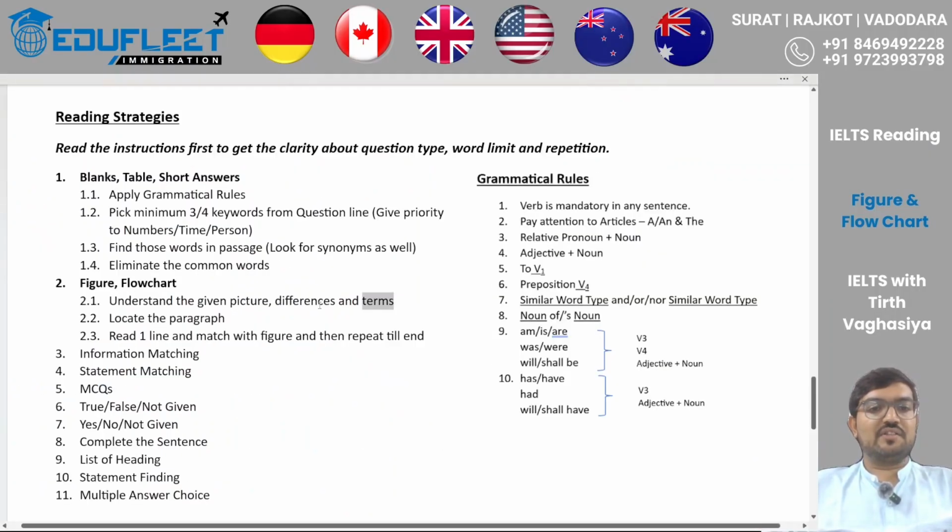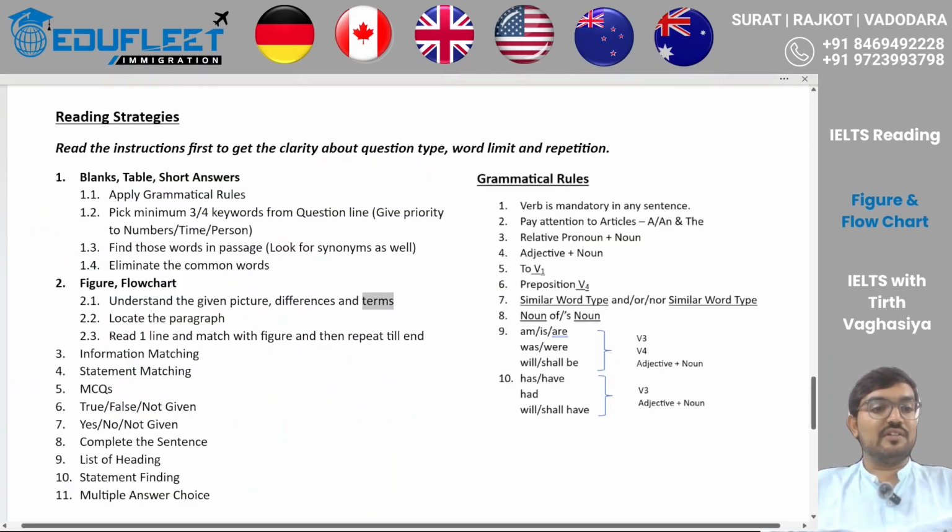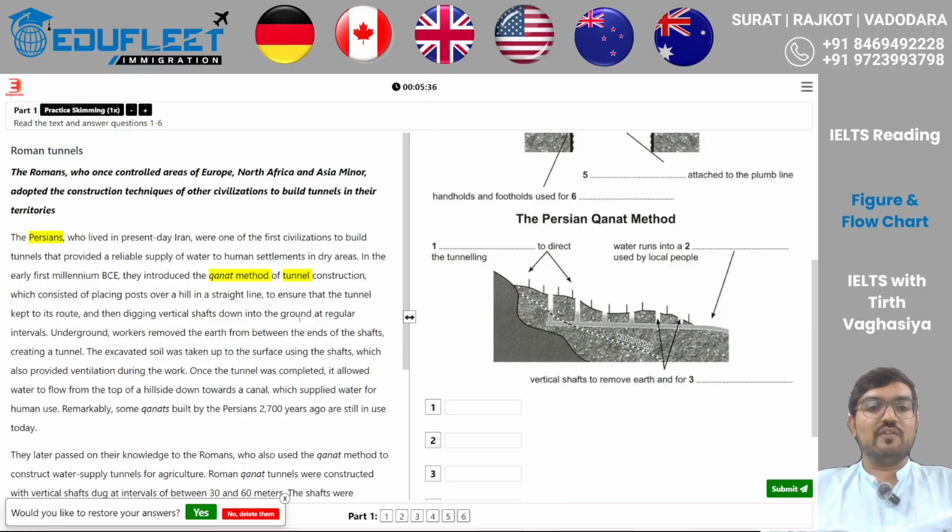Okay, now once you get this, once you understand the picture, differences and terms, then locate the paragraph. So this is what we have done. We have located the paragraph. Then comes the third step: read one line, match it with the figure, and then repeat till the end. So we have to read one line first. Which consists of placing post over a hill in a straight line to ensure that the tunnel keeps on its route.